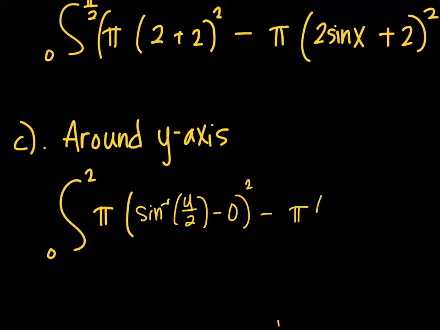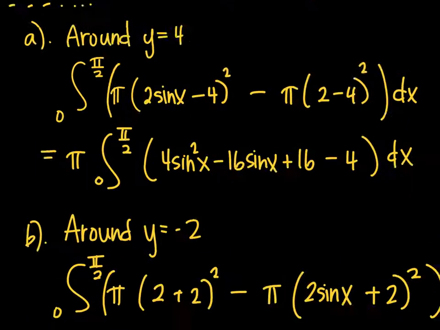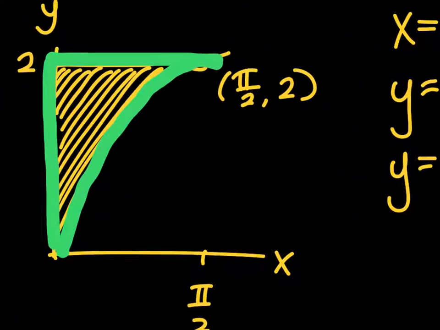Minus pi times the second boundary, which is not 2. The only boundaries I'm looking at when I'm rotating around a vertical axis, think about if I was rotating this, which two parts do I intersect? I'm hitting that graph and I'm hitting that graph. Those are the two functions.